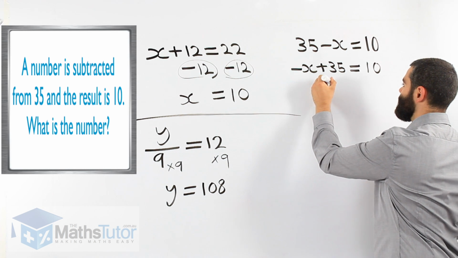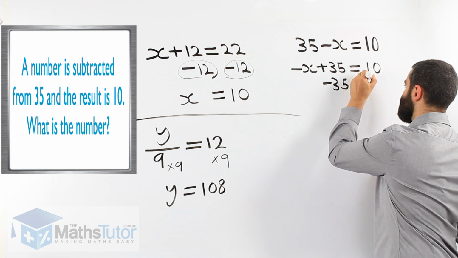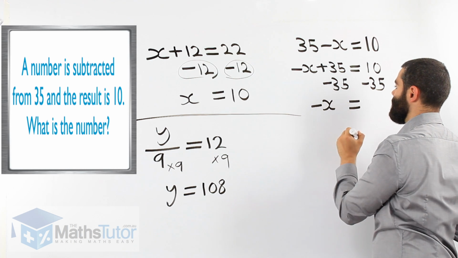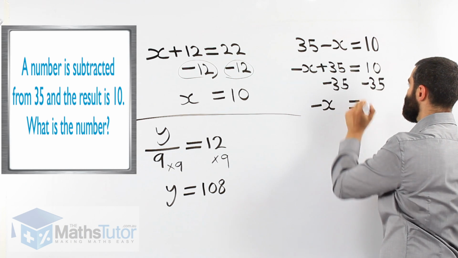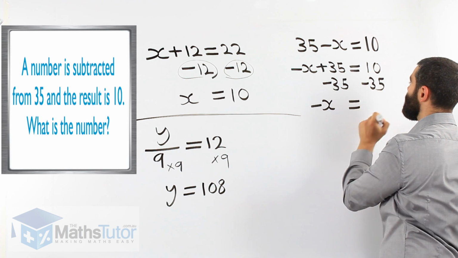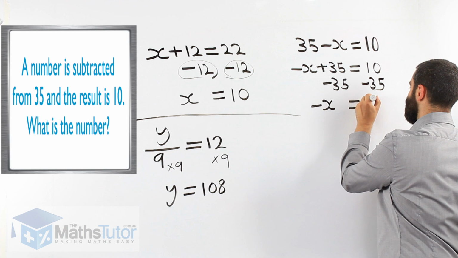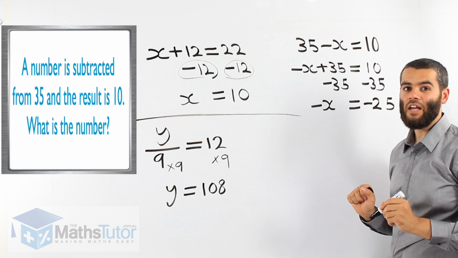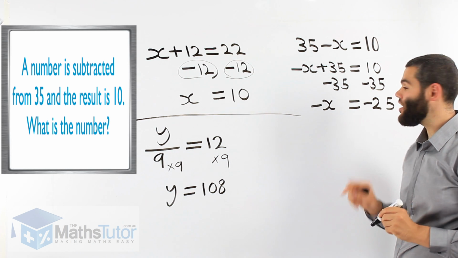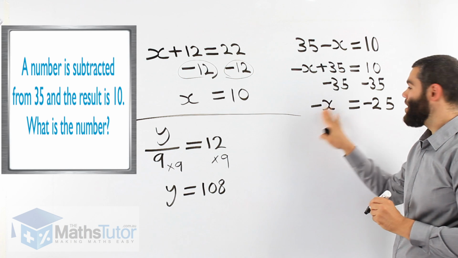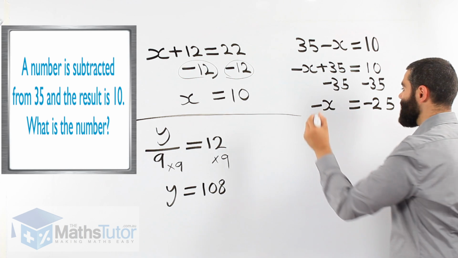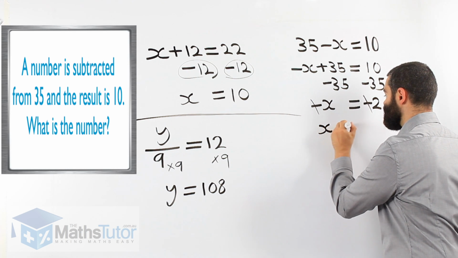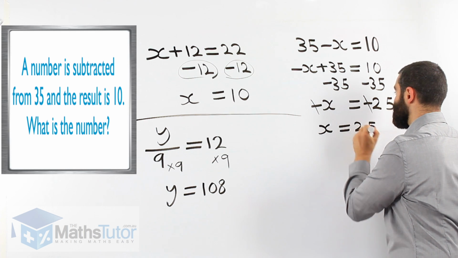Now our rule is positive 35. We know law of opposite, minus 35. Negative x. 35 take away 35 is gone. 10 take away 35 is negative 25. So negative x equals negative 25. There's another trick here. The trick is when you have a negative on one side and another negative on the other side of the equation, they say goodbye, bye-bye, they are gone. That means x is 25.